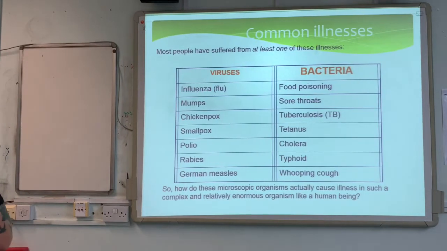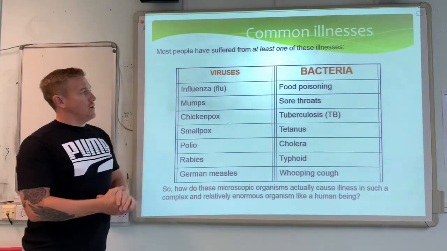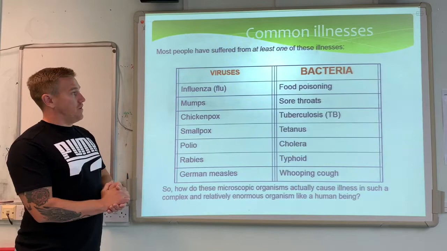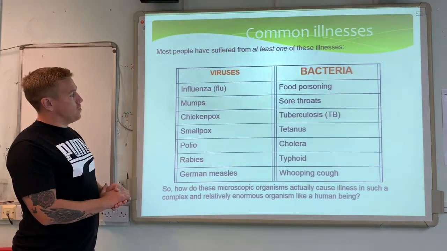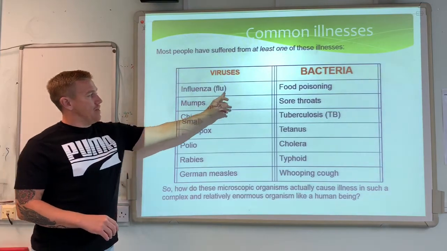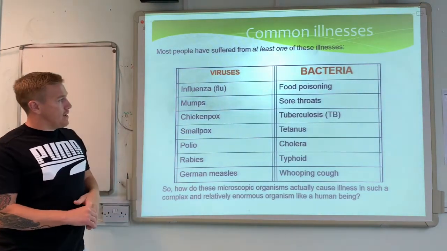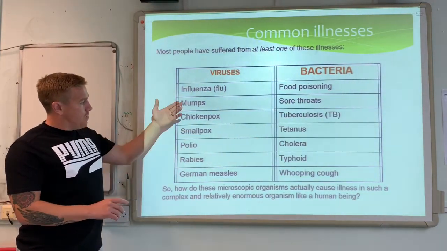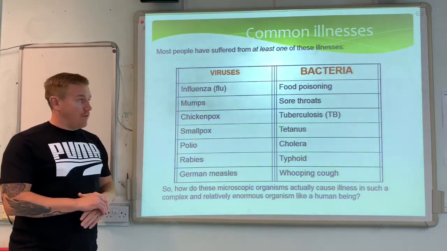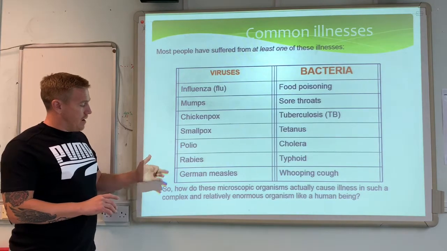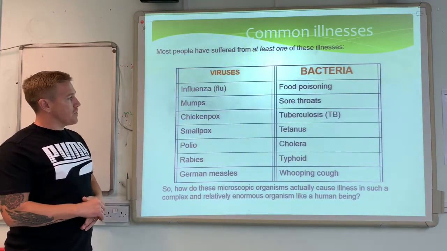I thought I'd just show you the two types of pathogen and where their common illnesses occur from each one. Like viruses, we know about this one. We know about the flu already. We talked about that a lot. And we've got mumps, chickenpox, smallpox, that similar family of virus. Polio, rabies, and German measles.